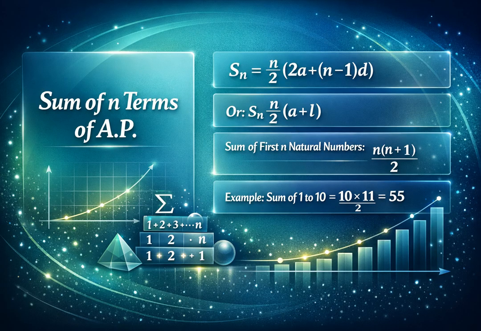The sum of n terms of an AP has two formulas. Sn equals n over 2 times 2a plus n minus 1 times d. Alternatively, Sn equals n over 2 times a plus l, where l is the last term. For the sum of first n natural numbers, we get n times n plus 1 over 2. Sum of 1 to 10 equals 10 times 11 over 2 equals 55.